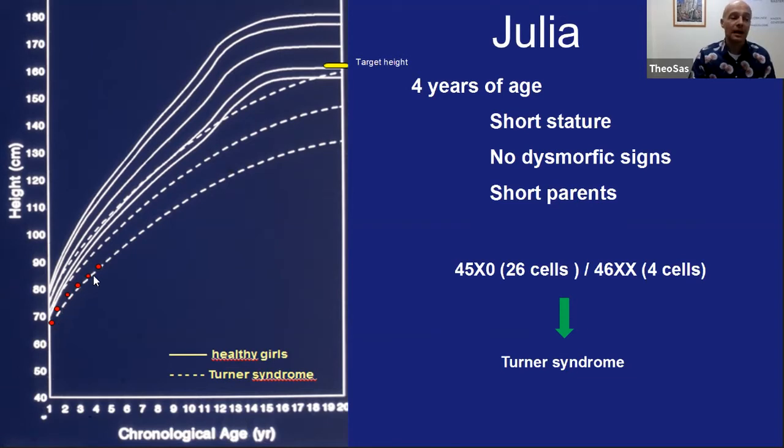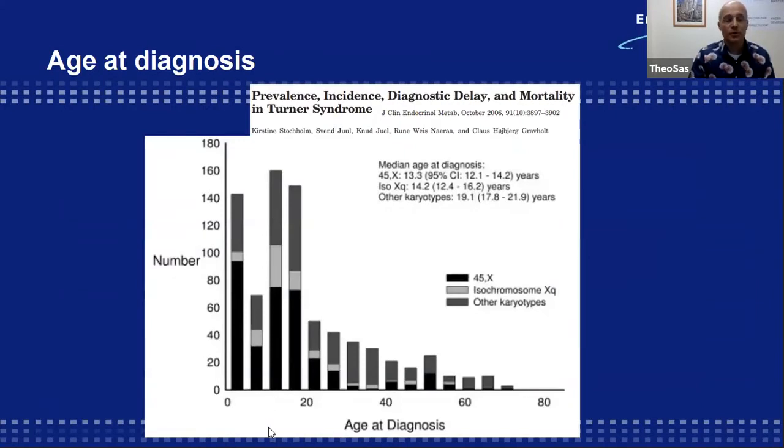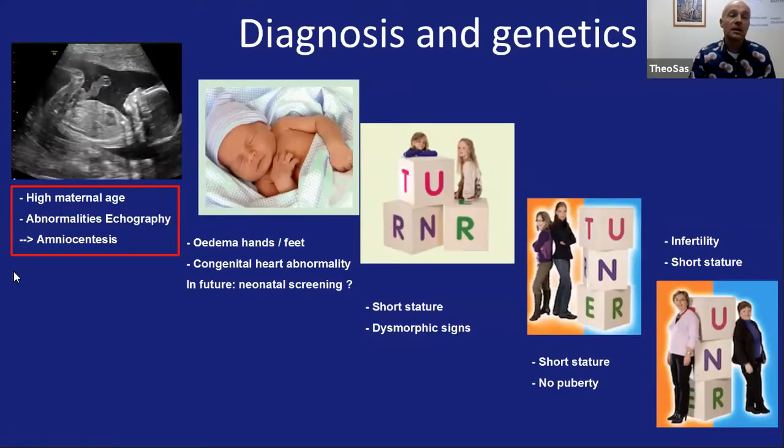And she's growing on this line. And that is not the line for healthy girls, because it's this one, but it's on the Turner syndrome line. And we'll come back to this. In most girls, the diagnosis is made in childhood. That you can see over here. That's a Danish study. But you can see even in the 45X individuals that some diagnoses are made later in the years. So it's important that we look very carefully and think about this diagnosis in the different phases of life.